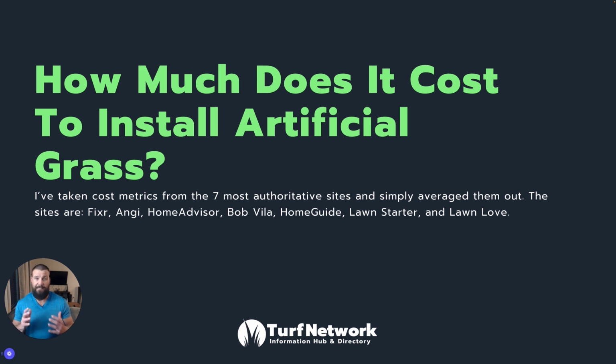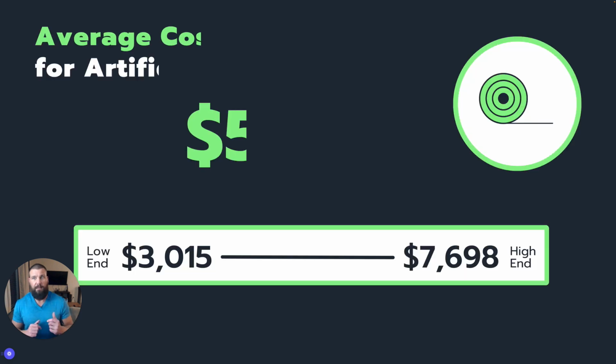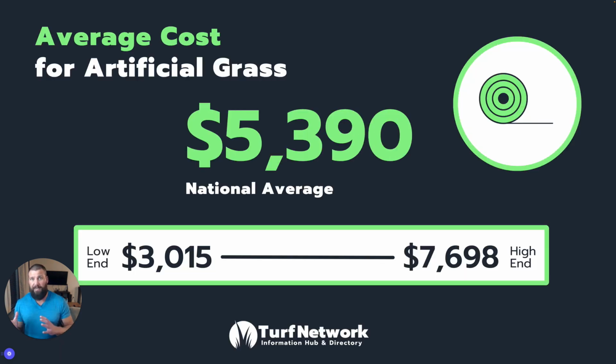They basically all say something different about the cost of installing artificial grass. So I just took each of their respective costs and averaged them to come up with the metrics throughout this presentation. So the average cost for artificial grass, based on the averages from the sites I just mentioned, is $5,390. That's in the United States. The low end of that scale is $3,015, and the high end, $7,698.